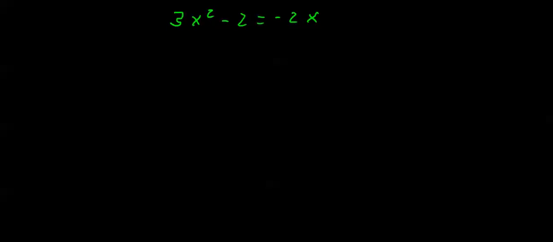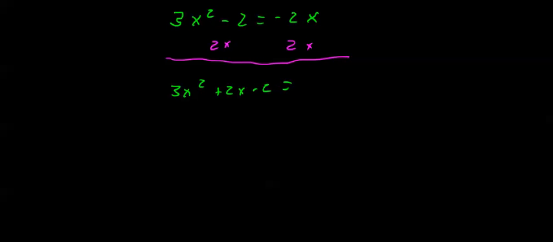I hope you paused it and tried it. First thing, we add 2x to both sides. And we end up with 3x squared plus 2x minus 2 equals 0. A is 3, B is 2, C is negative 2. You don't have to write this down.